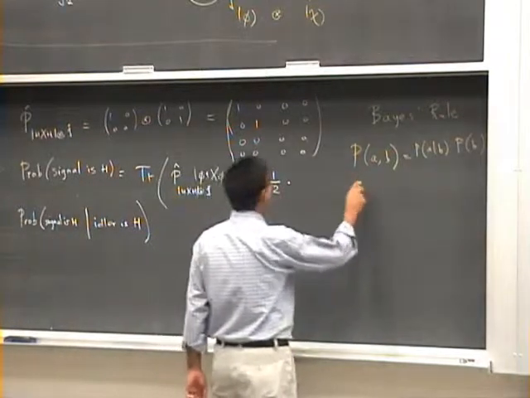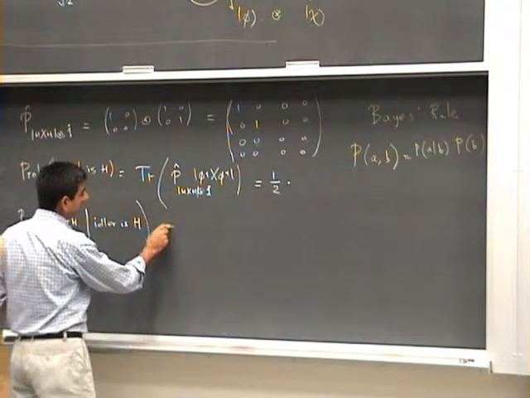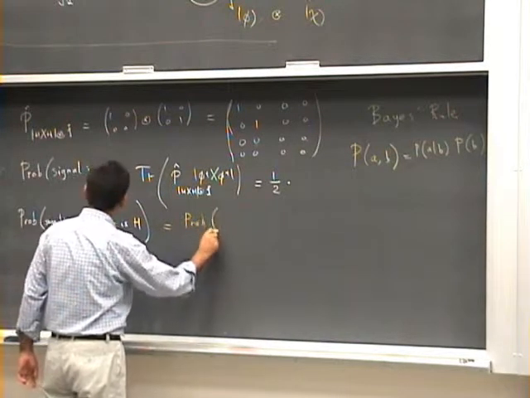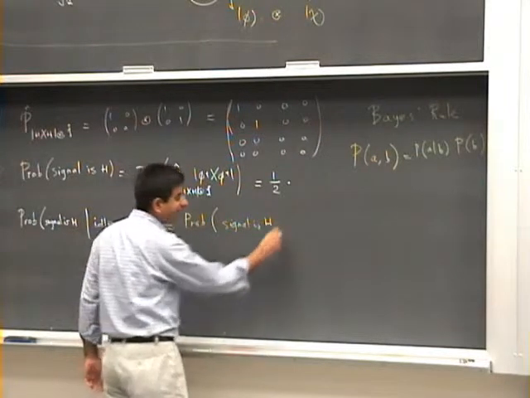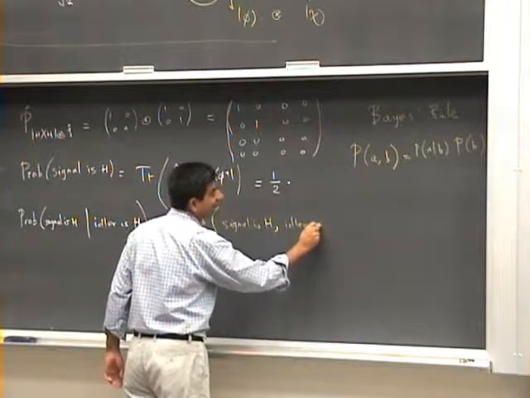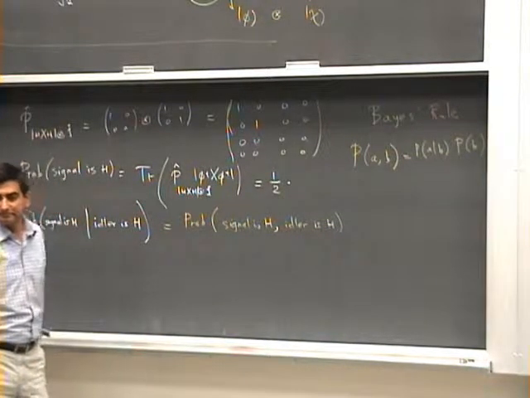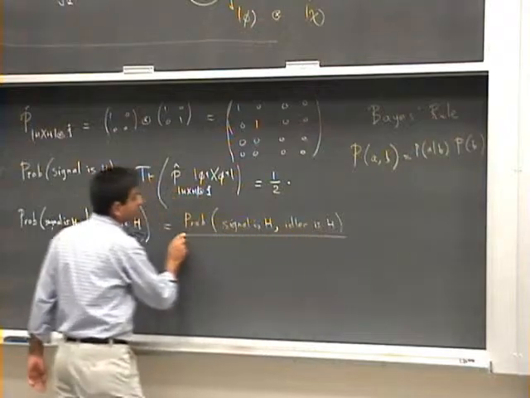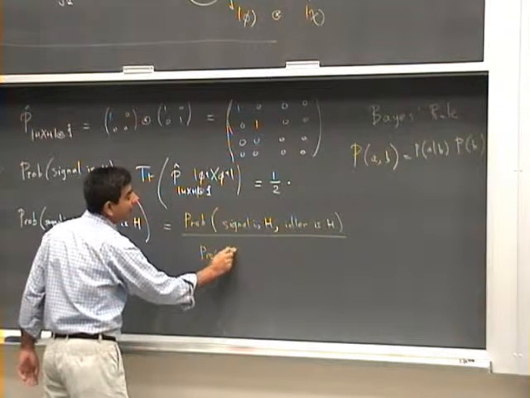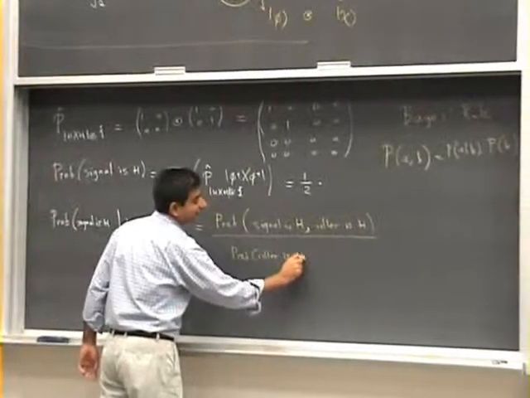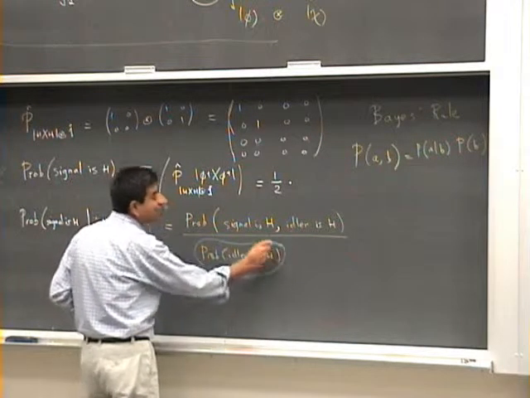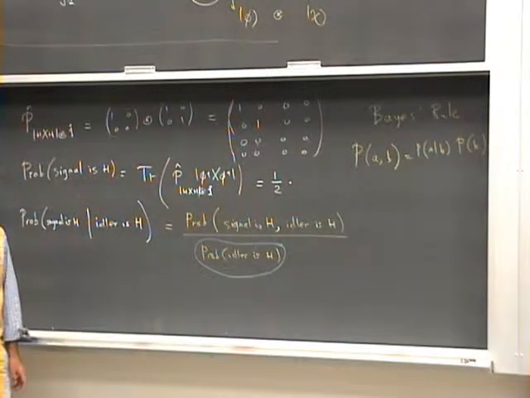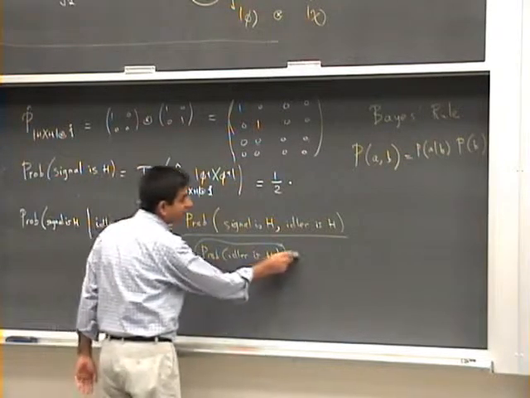If I would like to calculate this probability, it is equal to the probability that signal is H and idler is H, both of them being H at the same time, divided by the probability that the idler alone is H, nothing else. This is what a conditional probability is. Now what is the probability that the idler alone is H? Half. So this is half on its own.